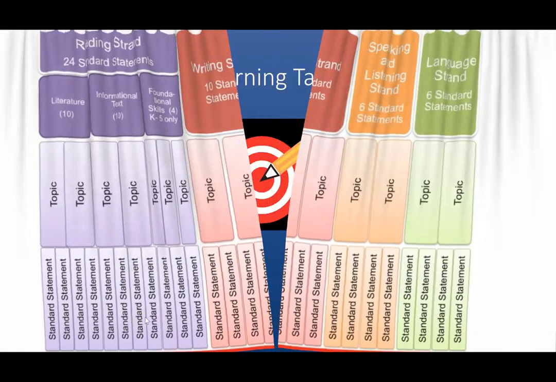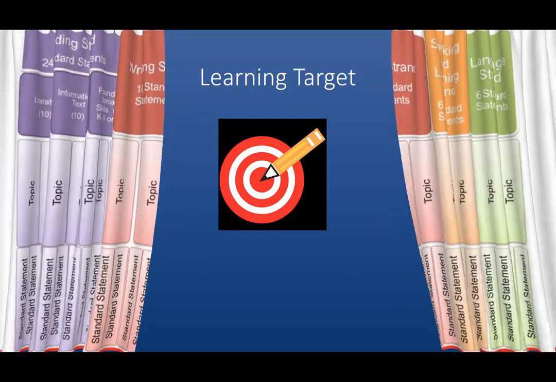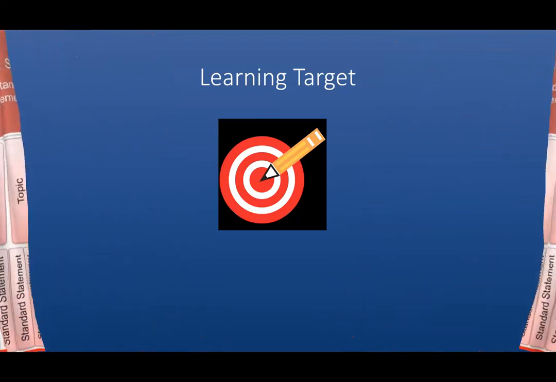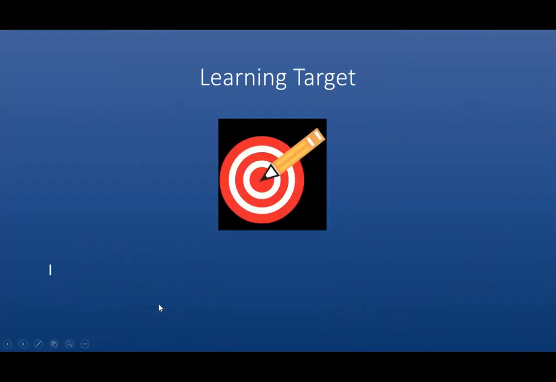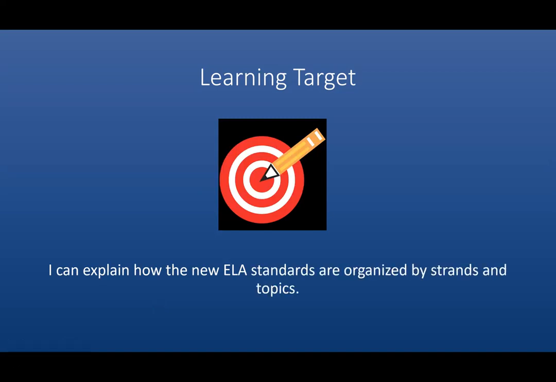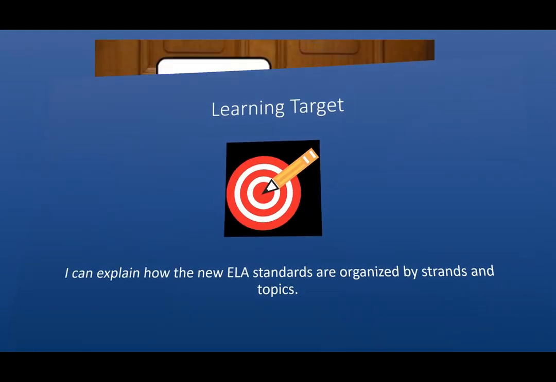Okay, so that's it for this first one, guys. Once again, the learning target is: I can explain how the new ELA standards are organized by strands and topics. Strands are the big ideas, and underneath them, the subcategories, so to speak, are the topics, and then we'll break it down further in the next video into the standard statements, okay?